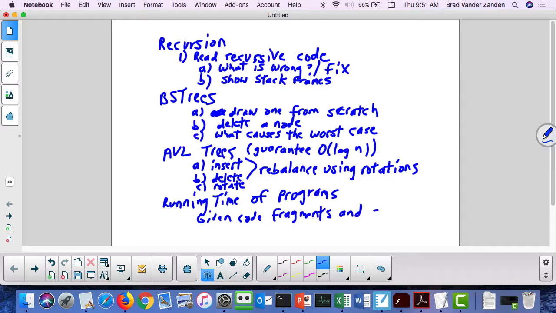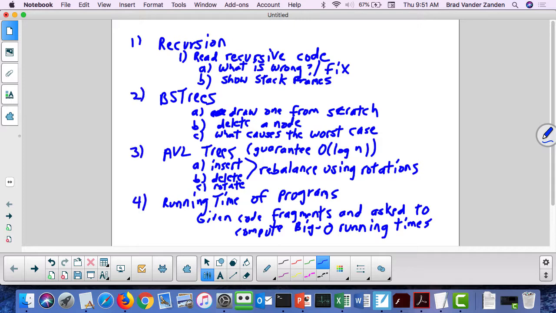And asked to compute their big O running times. Okay, there's a sample exam. You can see what that looks like. And of course, we'll be going over it on Tuesday as well.